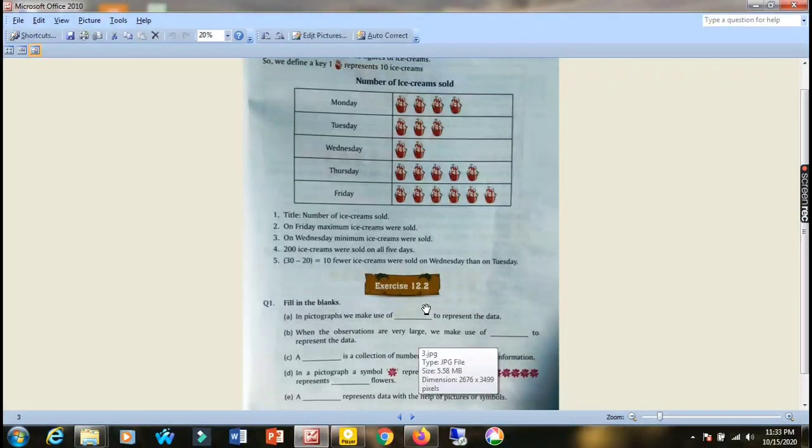See this exercise 12.2, you have to do it on your own with a pencil in your book only. No need to solve these in your copy.